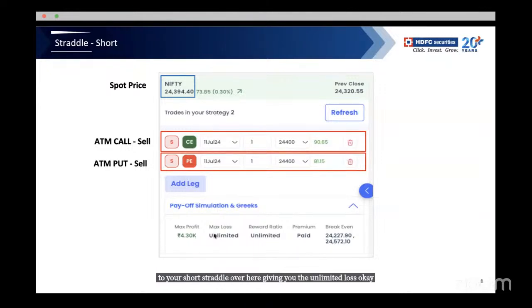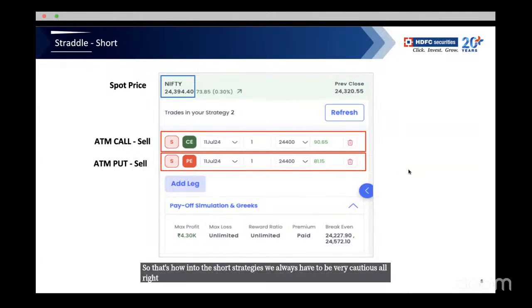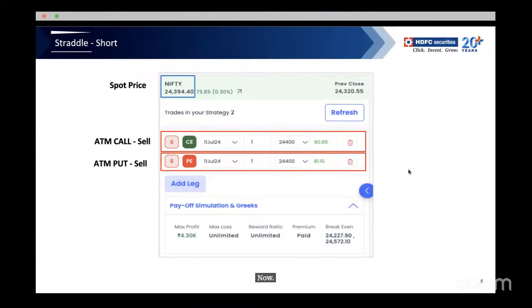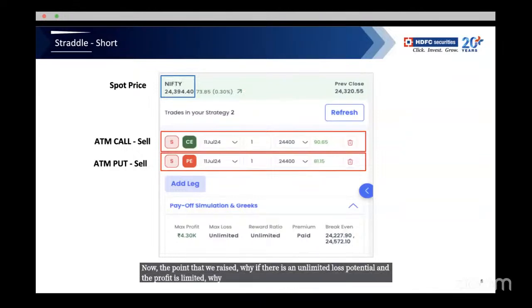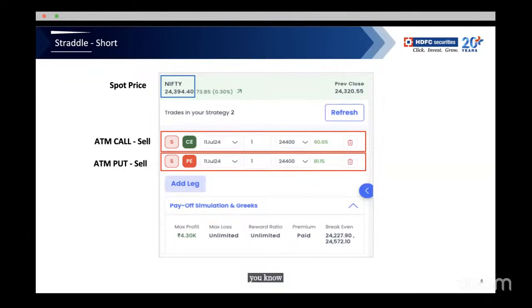Okay, so that's how, into the short strategies, we always have to be very cautious. All right, now the point that we raised: if there is an unlimited loss potential and the profit is limited, why is a short straddle used more commonly than a long straddle? Let's have an answer to that.